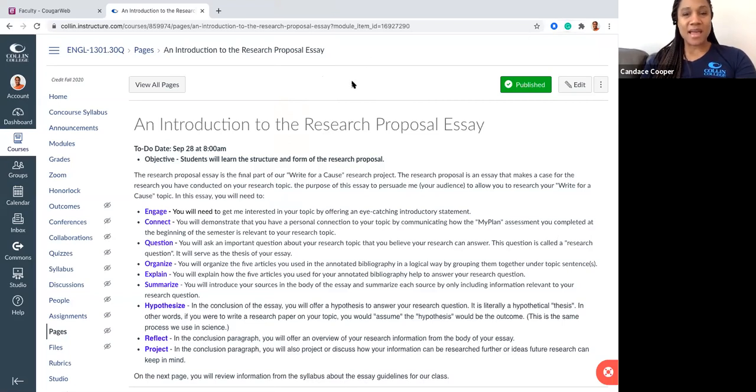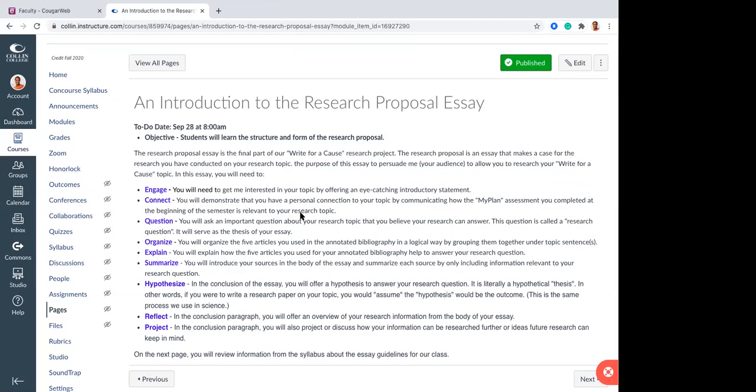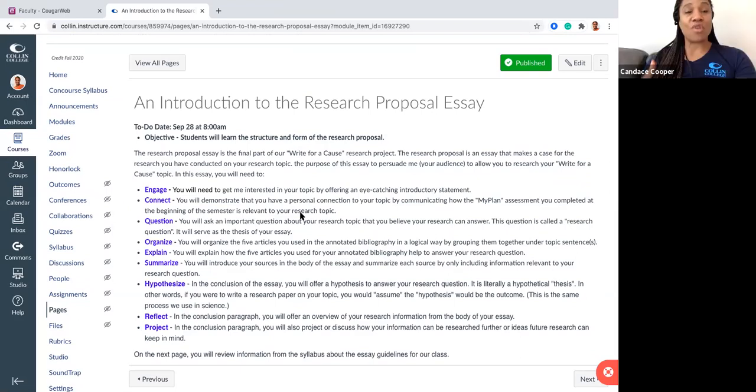We want to make sure that we are very clear about the purpose of this essay, right? So the purpose of this essay is to convince me that you have done a sufficient job with your research, okay? It's to convince me that you are ready to write on this topic. This paper is not intended to convince me to get on board with your Write for a Cause topic. That's what the final exam is supposed to do.